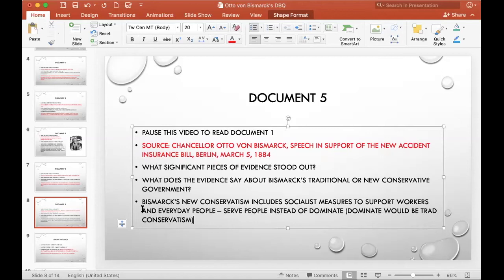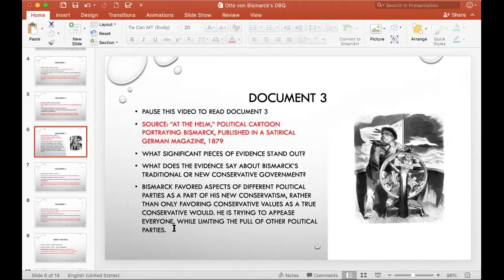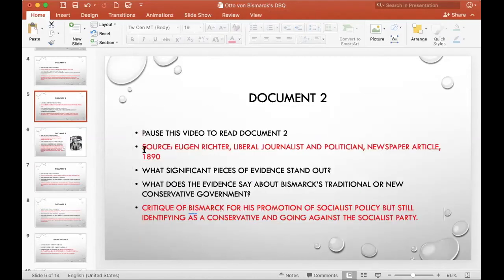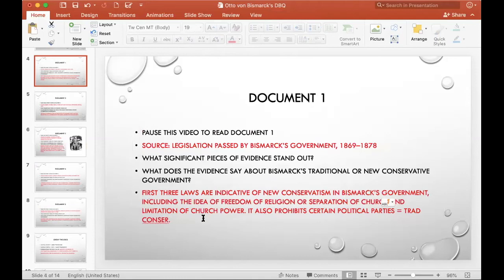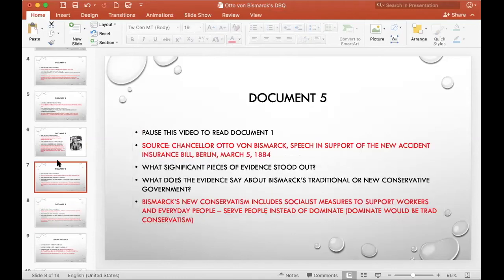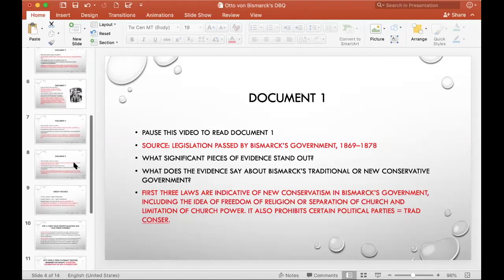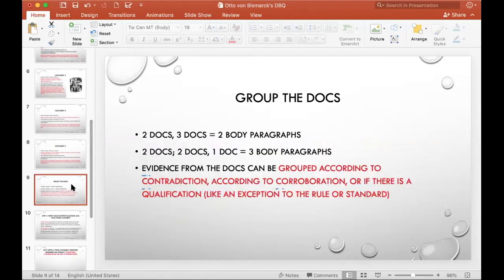So I've now gone through all the documents and outlined the highlights of the documents and how it connects to the prompt. And after you do that, which hopefully you do on the outline paper that I provide you with, or scratch paper even, or even better, if you can do it directly on the documents, it's super helpful. The next thing we're going to do is group the documents.